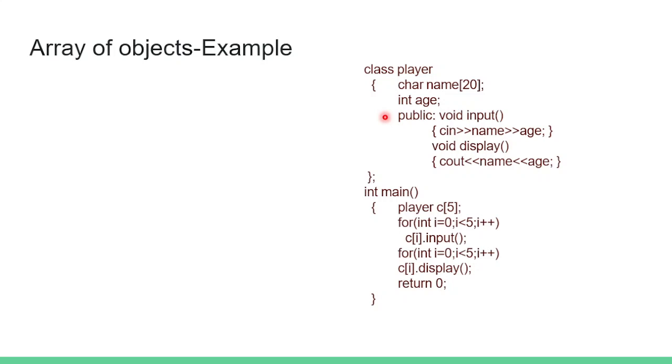Now, what is an array of objects? As you can see here, we have the class player, and then we have c[5]. That means we have got objects from c[0] to c[4]. It will be easier if we use arrays for objects, because if we have a lot of objects, then arrays can be used. Consider an example of a class of 50 students. We can use arrays so that we can easily store and manage them.